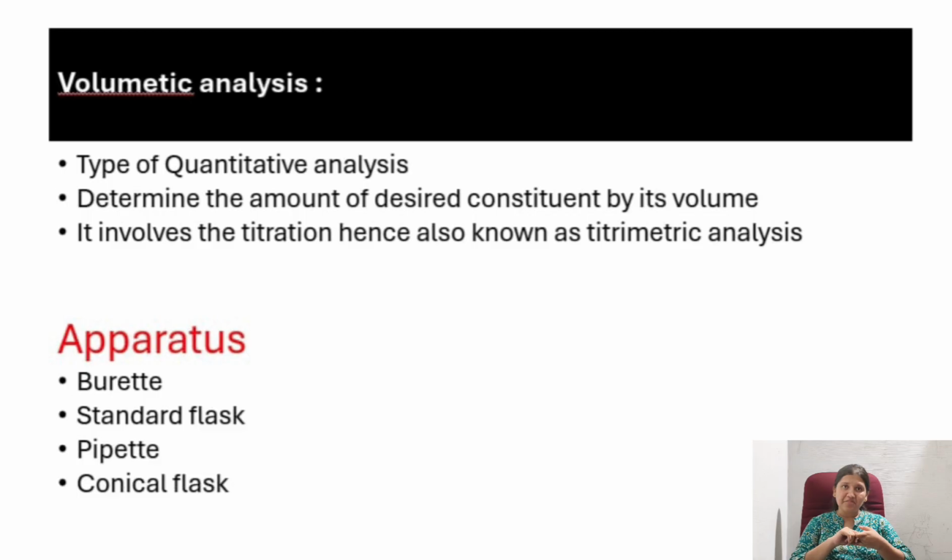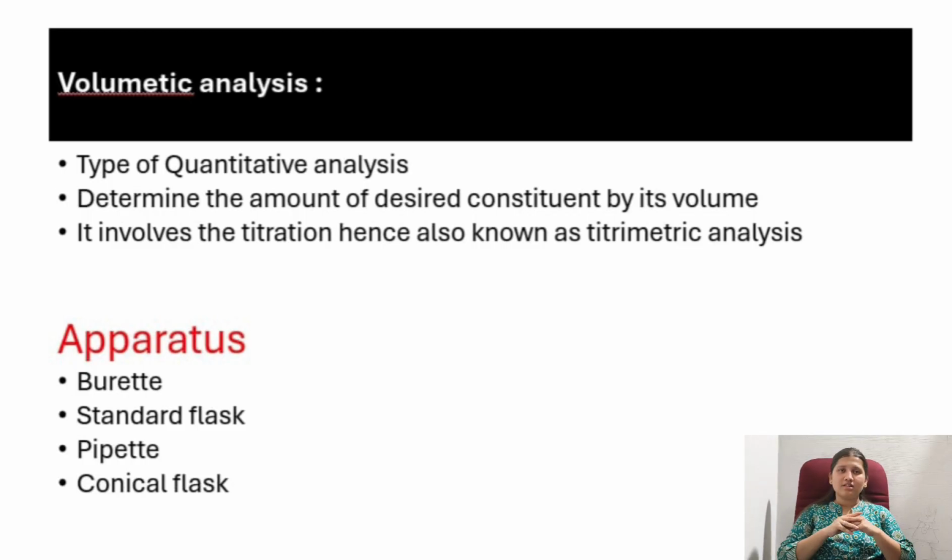In titrimetric analysis, we determine the concentration of the desired constituent present in a sample. The apparatus used in titrimetric analysis are burette, conical flask, pipette, and standard flask. The apparatus used in volumetric analysis, the first one is burette.